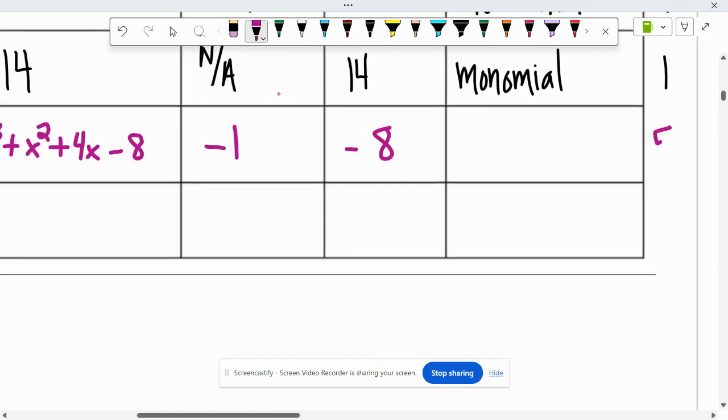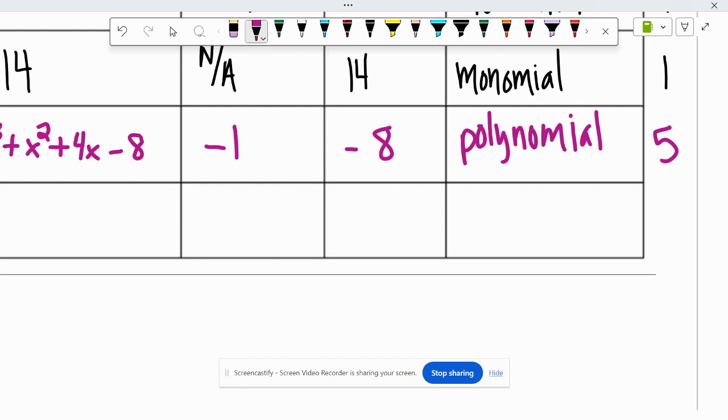How many terms does this have? 5 terms. So if it has 4 or more terms, what do we call it? Yep, it's just a polynomial.